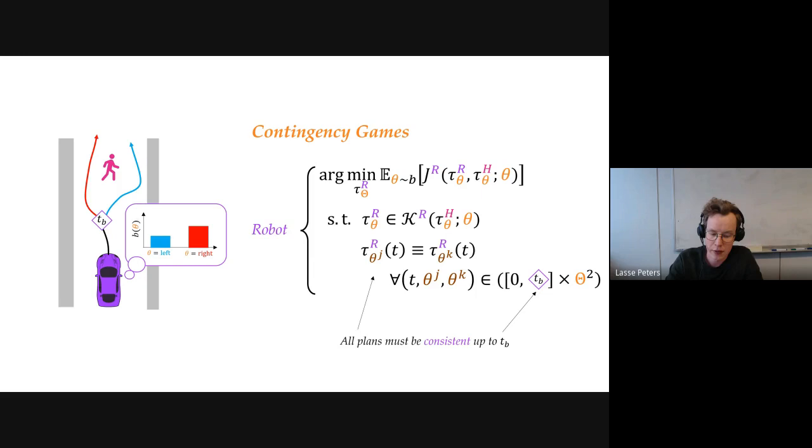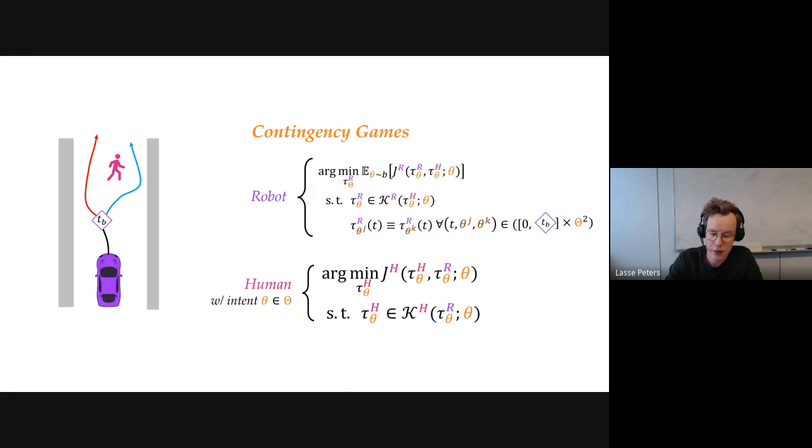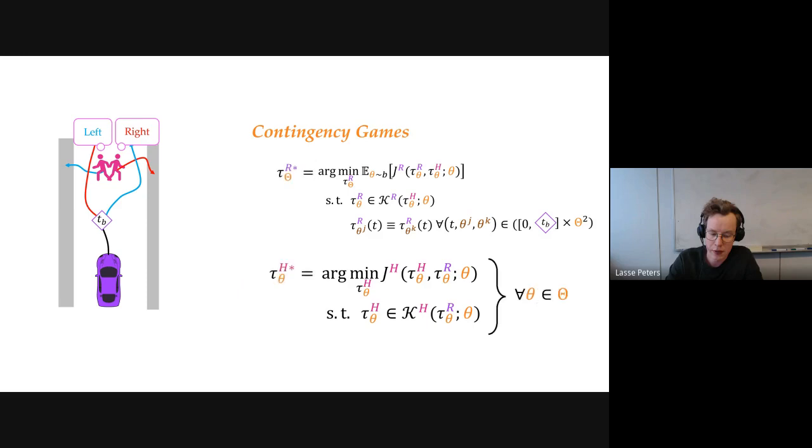So after TB, the two plans can deviate, but before that they must be consistent across all hypotheses. And then the human is as before. We have a different version of the human for each possible intent, and they only care about their version of the world. So for the human, there is no difference. So we have these two ghost humans that interact with the conditional plan of the robot now. And since this is still a game, our conditional plan is tightly coupled with these human predictions. And so in application, we would then use the trajectory for the robot as a conditional plan. And the trajectories for the human, you can see them as sort of multimodal predictions that are game-theoretic predictions of the human.